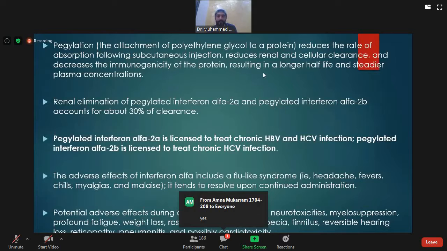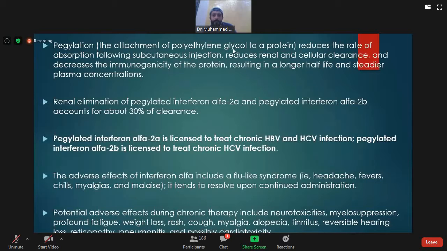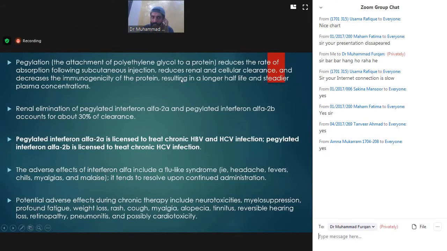So, what's pegylated interferon? Pegylated interferon क्या है? Peg means polyethylene glycol attachment. So basically, when you attach a polyethylene glycol molecule to a protein, it becomes pegylated. इससे होगा क्या कि it reduces the rate of absorption following subcutaneous injection. It reduces the renal and cellular clearance and also decreases the immunogenicity of the protein.